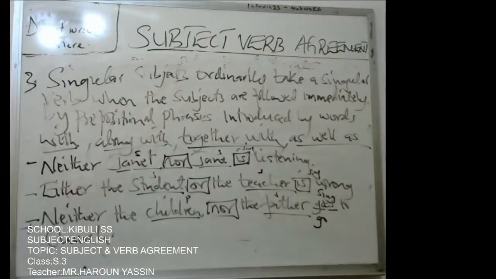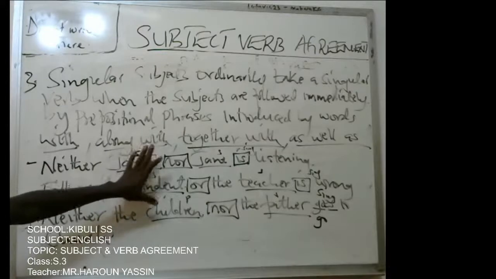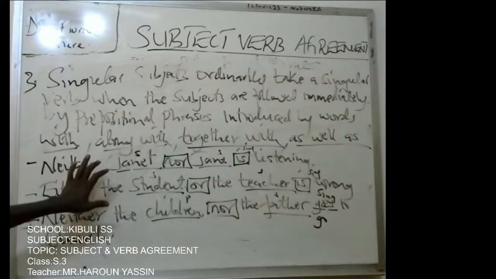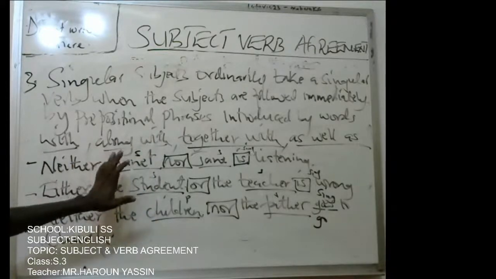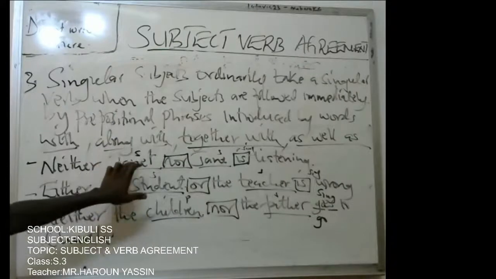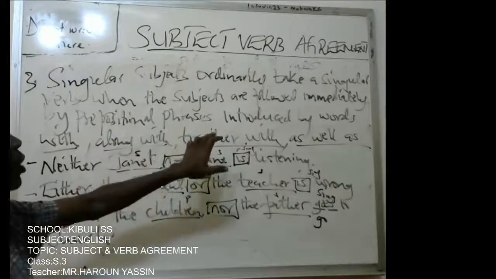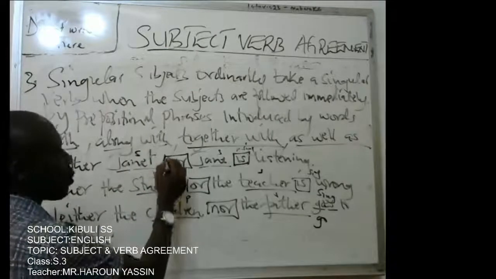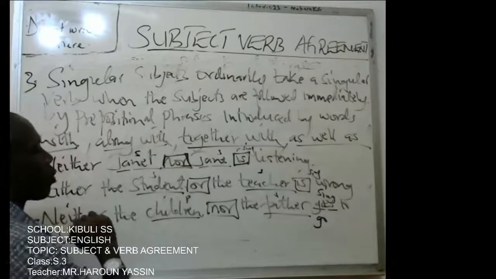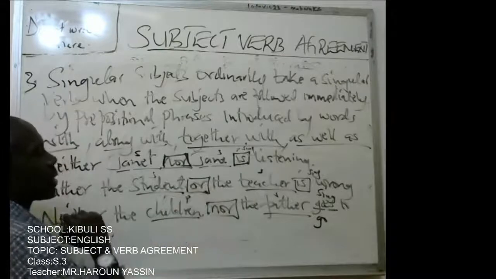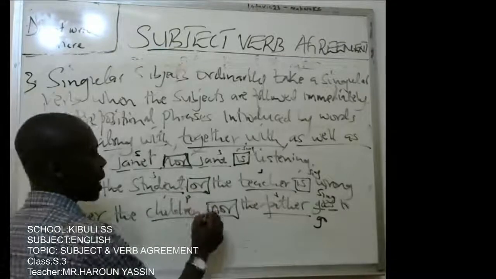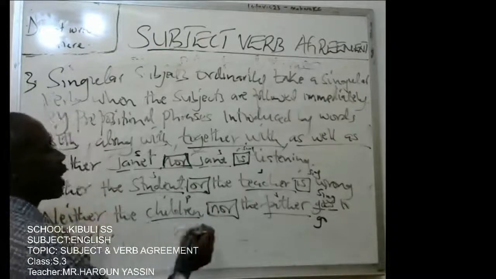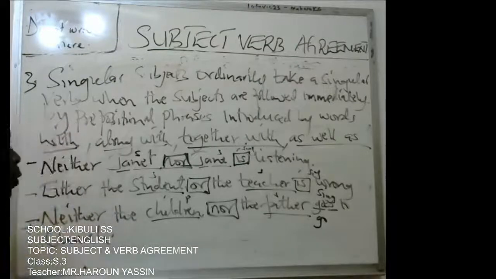Now the question is, we are not forming plural subjects. Janet joined with Jane is not forming a plural. Reason: the word nor does not make it a plural. The word or in the second sentence does not make it a plural. Neither does nor in the third sentence make it a plural subject.